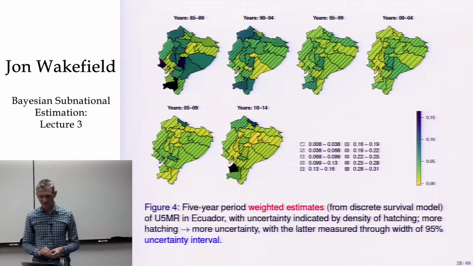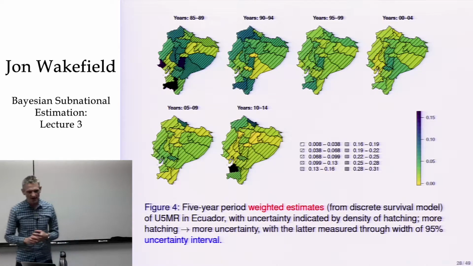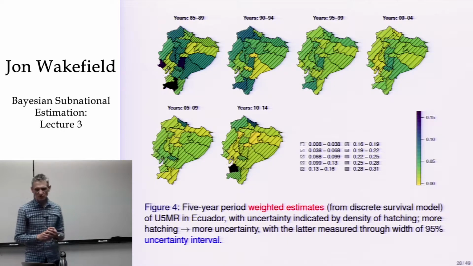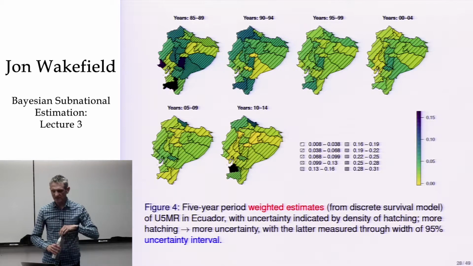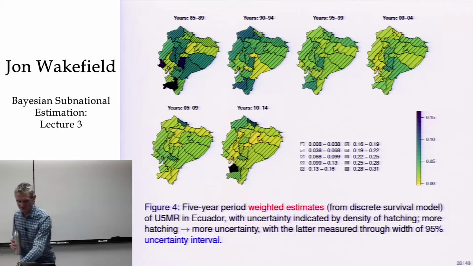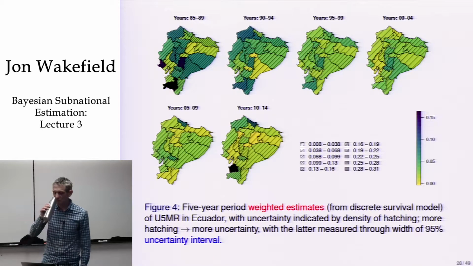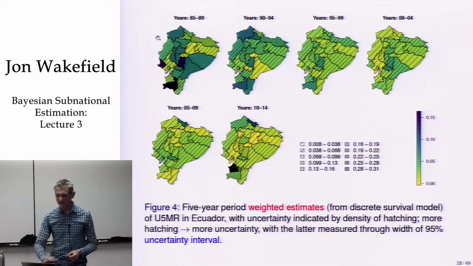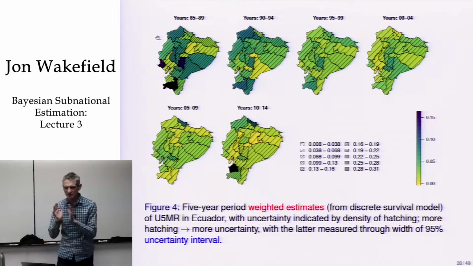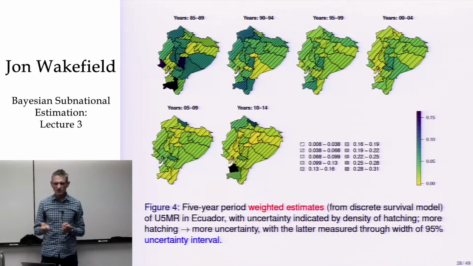So these are actually weighted 5-year estimates for Ecuador. And so we see from looking at periods between 85 to 89 through to 2010 to 2014. Again, lighter colors are preferable. And we see that the maps are getting lighter as we proceed through time. And we see there's more uncertainty in older time periods. Very interesting aspect of these designs. These are all based on a survey from 2013.